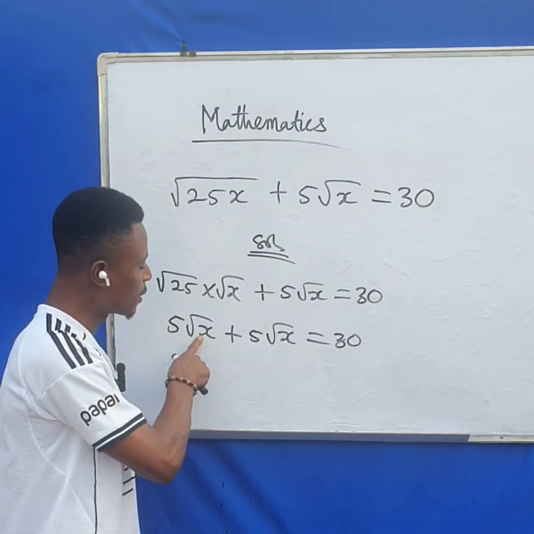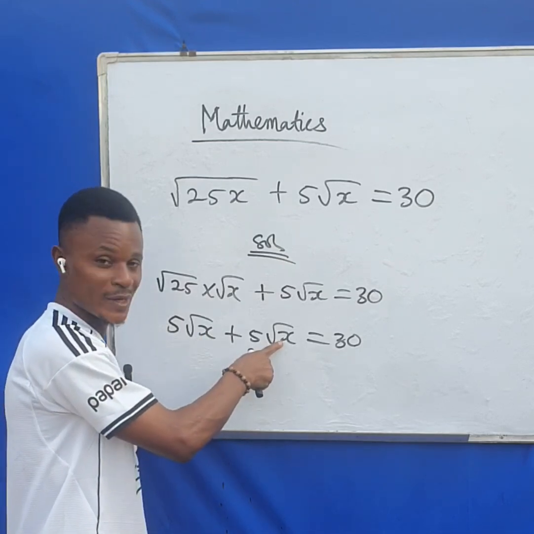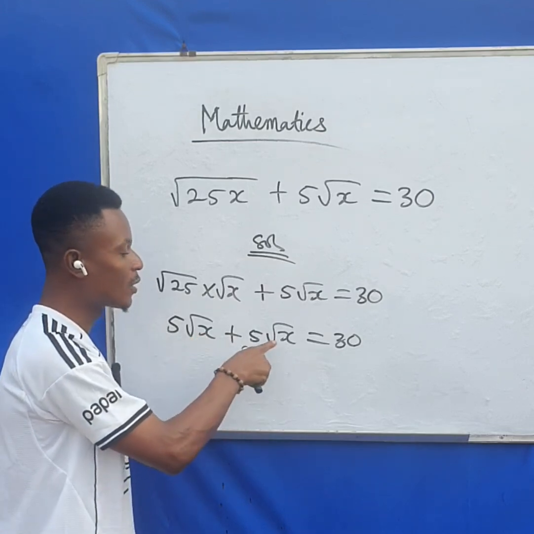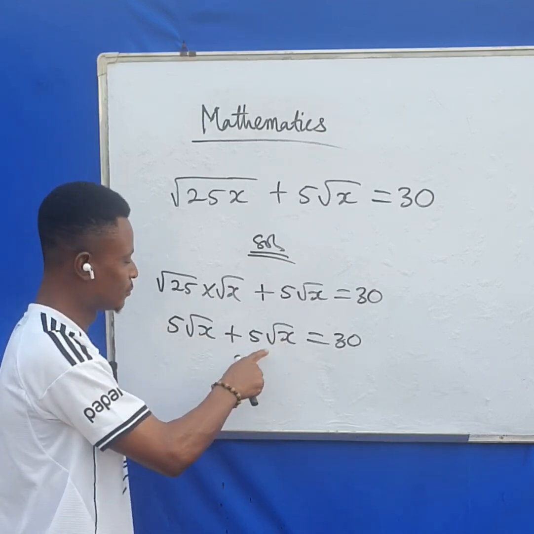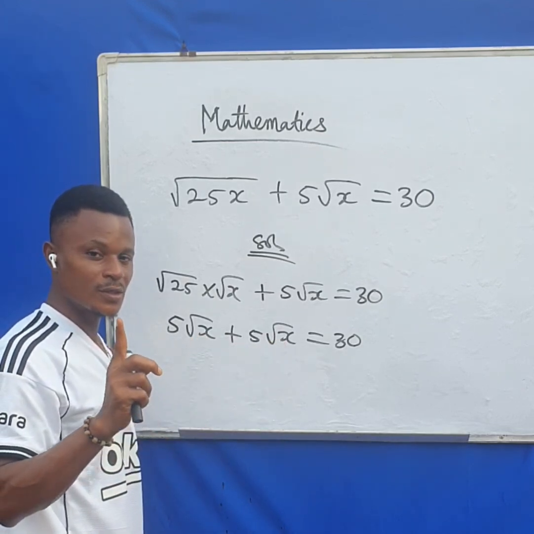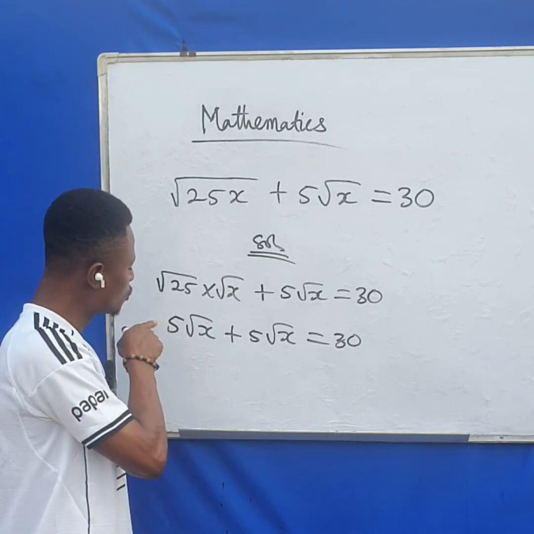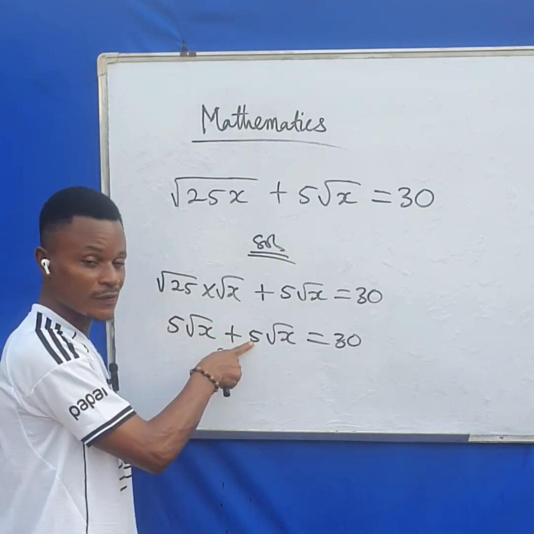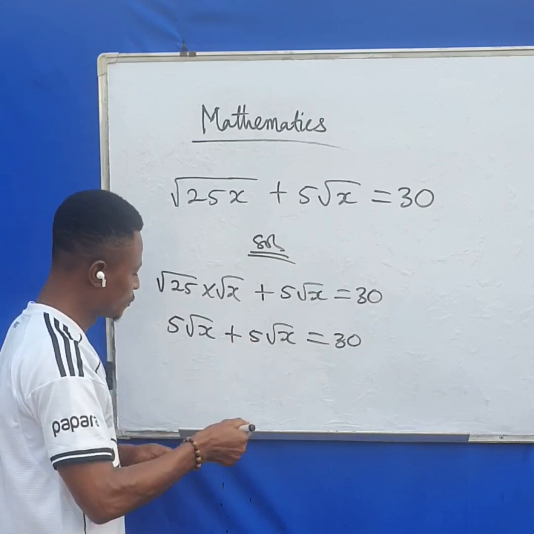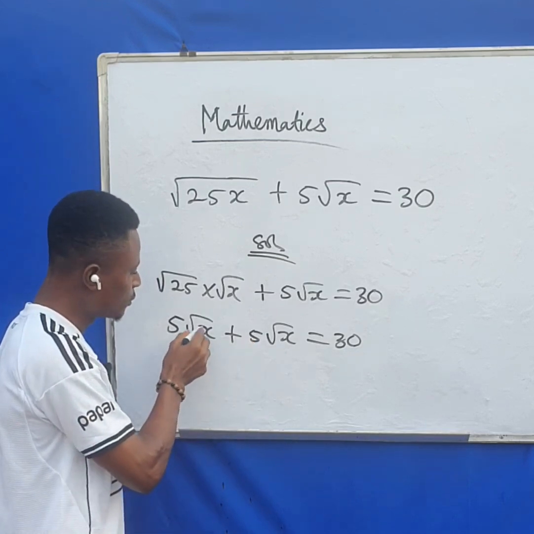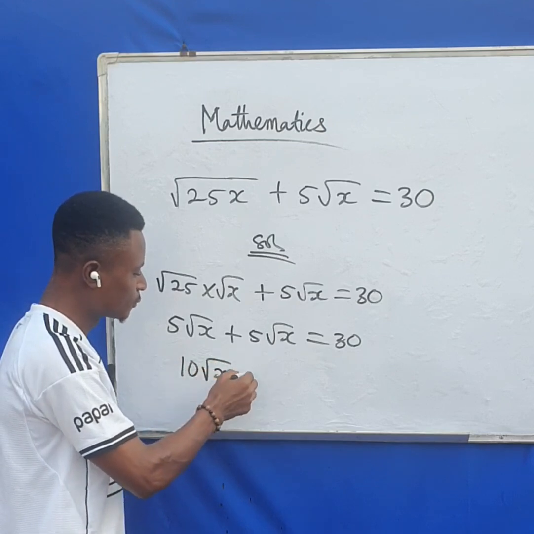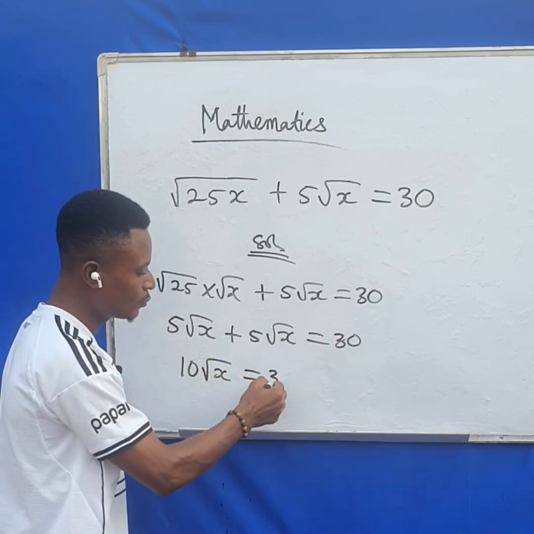Suppose you have x here and maybe you have, let's say, 2x here. They are not the same, so you cannot add them. But because we have x and we have x here, we can add them. If you want to add, this is how you go about it. You're going to make use of the numbers in front. So 5 plus this 5 in front will give us 10. Then these two are the same, so we pick one of them. It becomes 10 root x equal to 30.